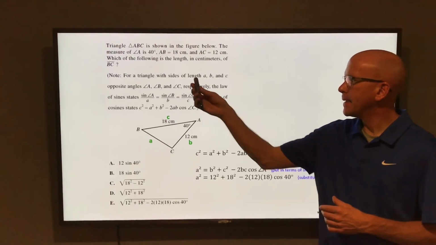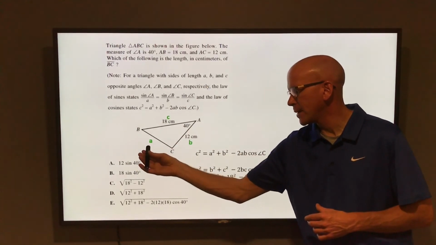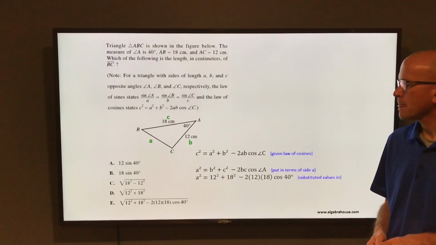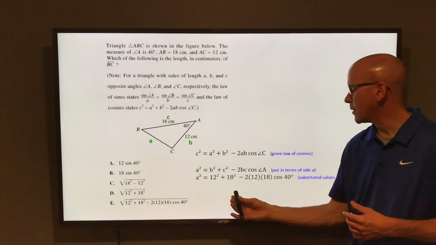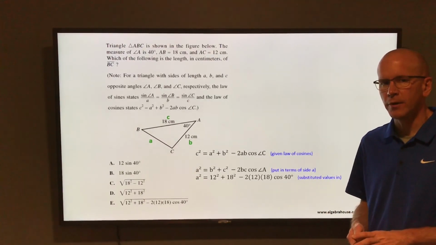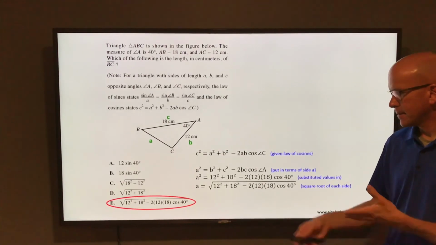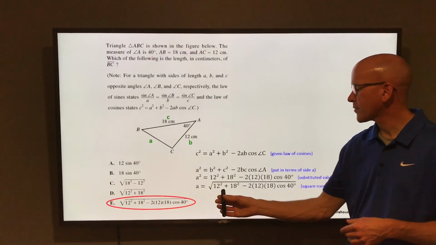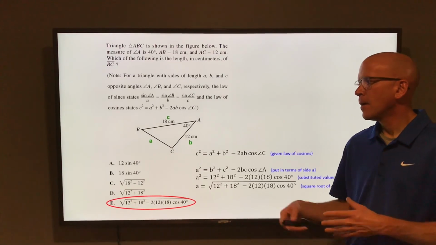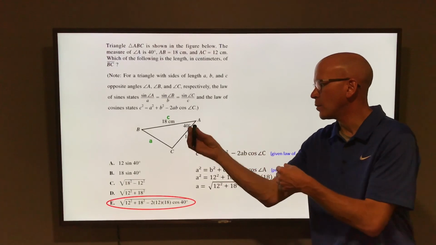We need to find the length in centimeters of side BC. Well, side BC here is across from angle A, so I have that labeled as side A right there. So we need to solve this for A. So ask yourself, how do you take that equation and solve it for A? It's one step. Since that is A squared, you only have one step left, believe it or not. Take the square root of each side. It's the square root of 12 squared plus 18 squared minus 2 times 12 times 18 times the cosine of 40. All we did there was use the law of cosines and alter it to fit what we're dealing with here, which is angle A.